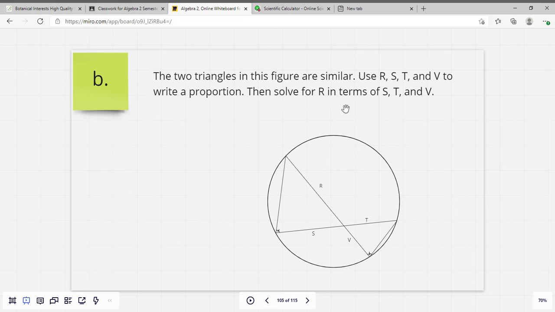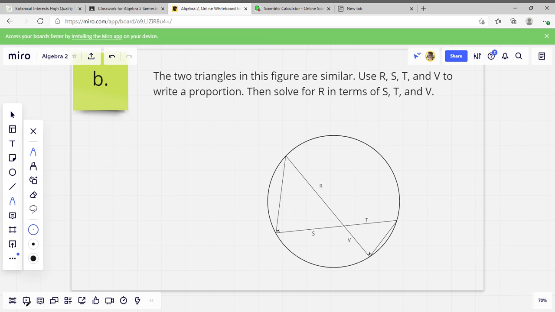Use R, S, T, and V to write a proportion, then solve for R in terms of S, T, and V. Alright, so I've got two angles that are similar. So across from this one's going to be my R, and across from this one's going to be my T. So I'm going to put my R on top and my T on top. Okay, then with the R is the S. Put that on the bottom. And with the T is the V, so I'm going to put that on bottom. Okay, so there's my proportion.